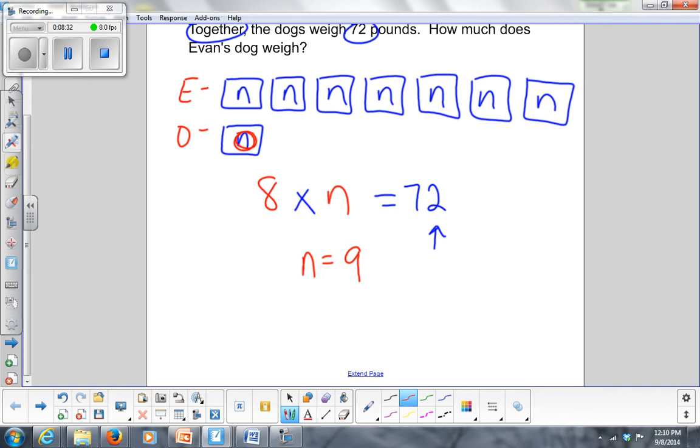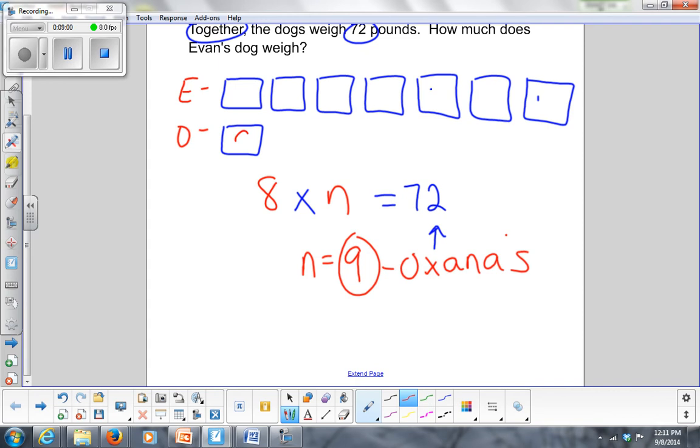Okay, so now we know these are all 9s up here. I don't know if I'm going to erase it without messing it up, but we'll try. Okay, we got to do a couple of things in order to figure out what Evan's dog weighs, right? Do we need to know what Oksana's dog weighs right now? Is that what it's asking me? No. Okay, so this is Oksana's dog's weight. 9 pounds. So we can put our 9s in here now, right? Yeah. Because we now know that n equals 9.